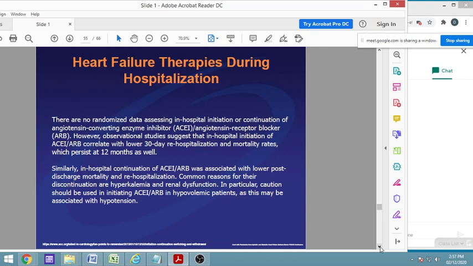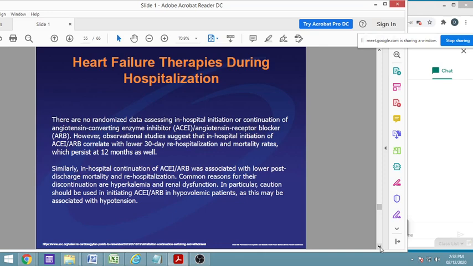There are no randomized data assessing in-hospital initiation or continuation of ACE inhibitors or ARBs, but observational studies suggest that in-hospital initiation of ACE inhibitors or ARBs correlates with lower 30-day rehospitalization and mortality rates, which persist for 12 months as well. So it is shown by various studies that ACE inhibitors and ARBs reduce the mortality rate and rehospitalization, because the patient is stable and need not be hospitalized.